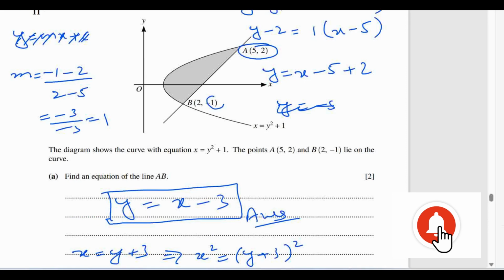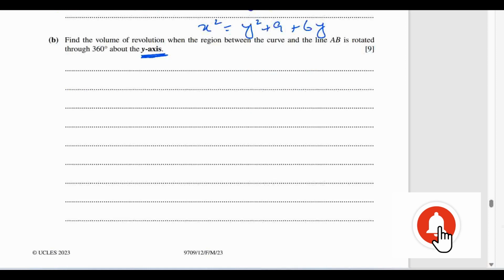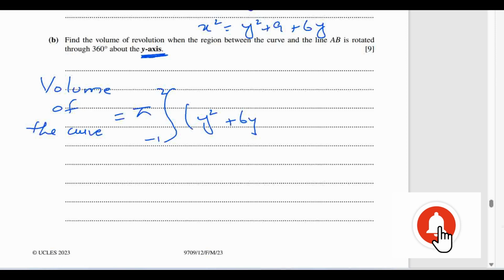So from -1 to 2, this should be the limit. So the volume of the curve is equal to, this will be pi into the integral, and the range of the integral is -1 to 2, of y square plus 6y plus 9 dy.